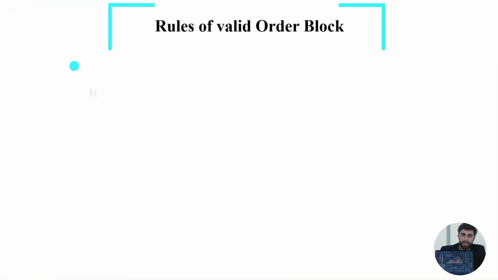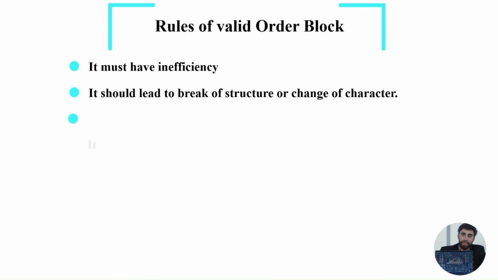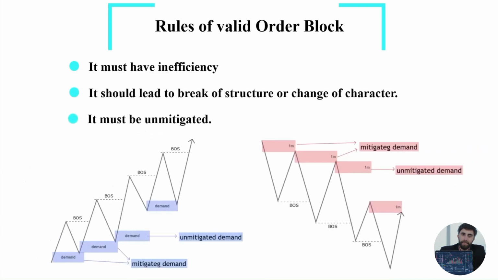First, it must have inefficiency. Second, it should lead to a break of structure or a change of character. Third, it must be unmitigated. Unmitigated means that it has not been tested by the price yet. Since order blocks are one-time use, we don't consider trading mitigated order blocks.